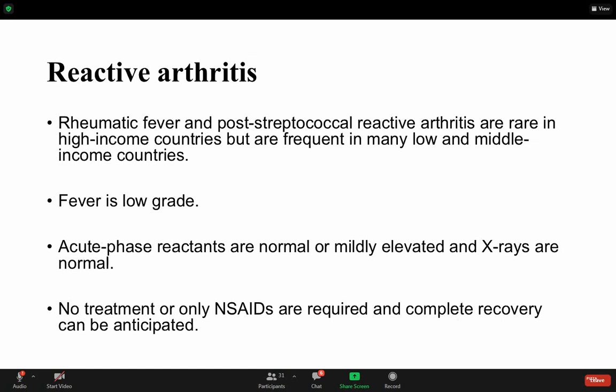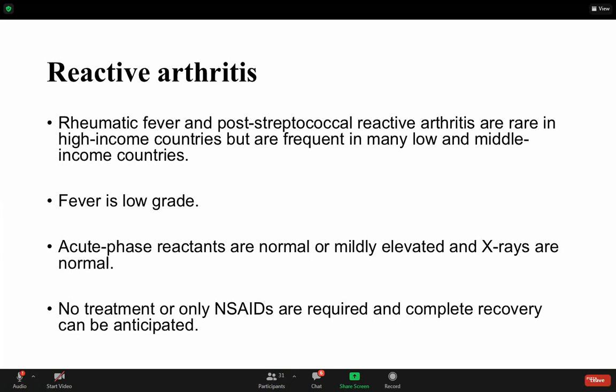Rheumatic fever and post-streptococcal reactive arthritis are rare in high-income countries but are frequent in many low- and middle-income countries. So keep in mind, the same thing, rheumatic fever or post-streptococcal reactive arthritis. Some people have any streptococcal infection, and then they develop joint involvement.